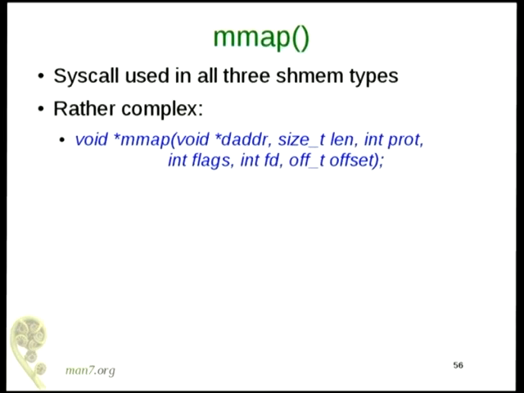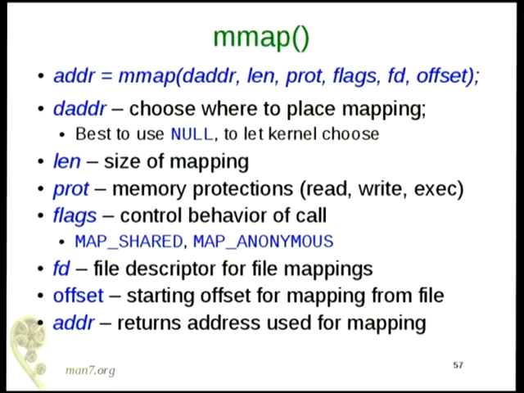All of these mechanisms make use of the same system call, mmap. mmap's a rather complex system call. It takes a bit of time to break down. It's got 6 arguments. Those 6 arguments look like this.